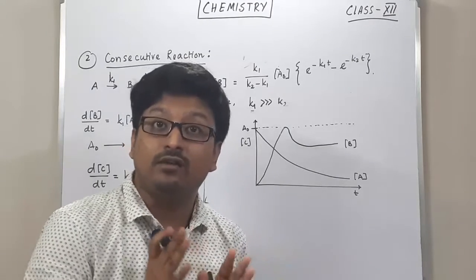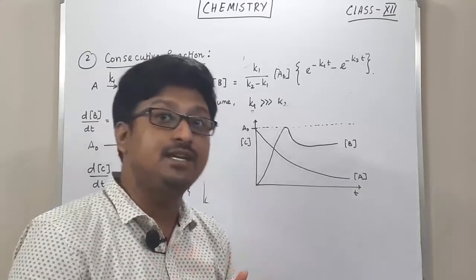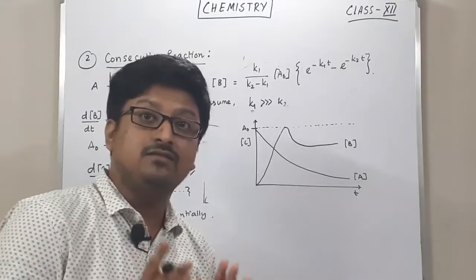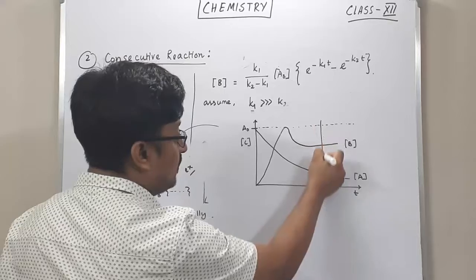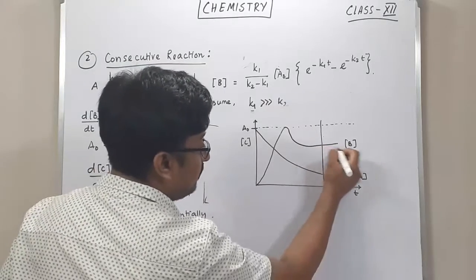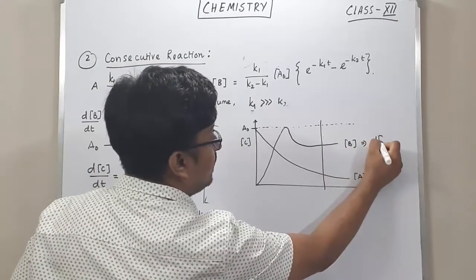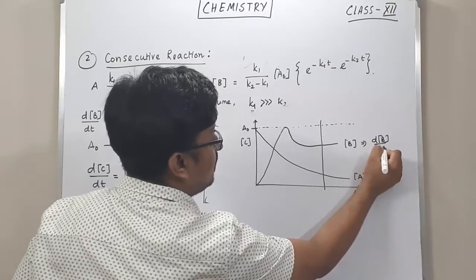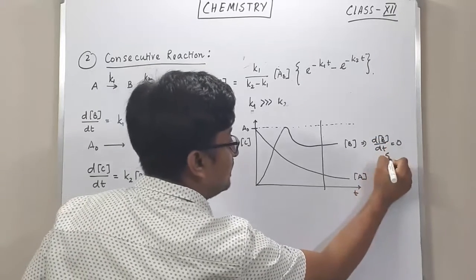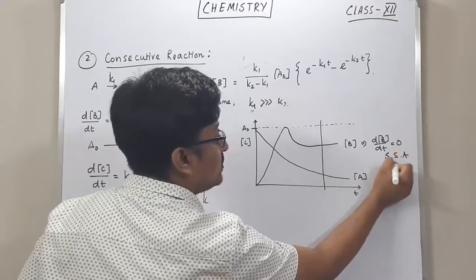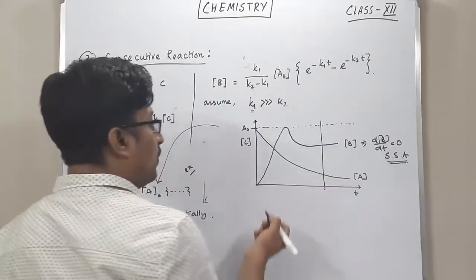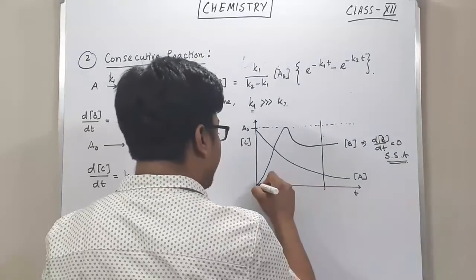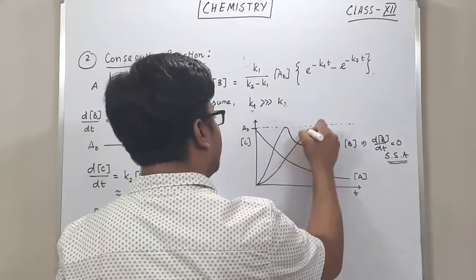So this is what we call the steady state approximation. At that particular time, the change in the concentration of B, dB by dt, is equal to 0. This is your steady state approximation. Now, what will happen to C? Definitely C will have an exponential rise.